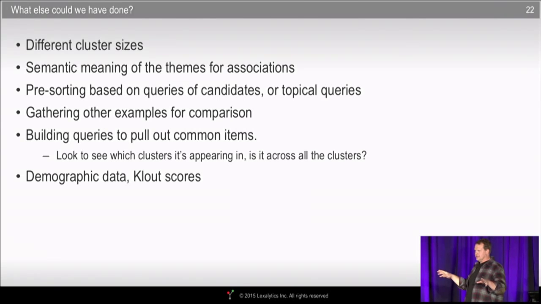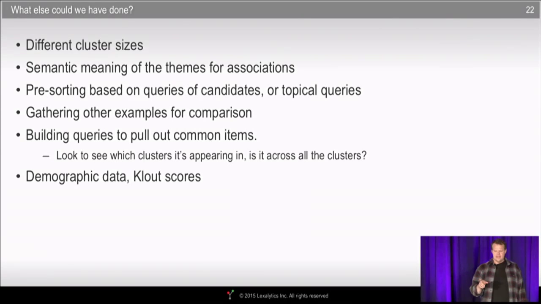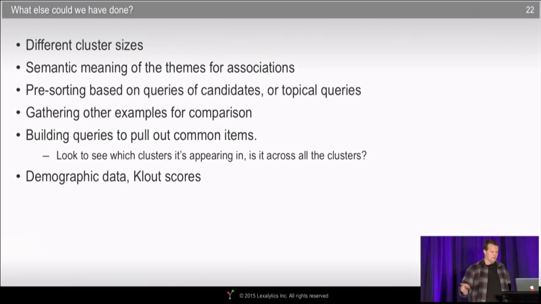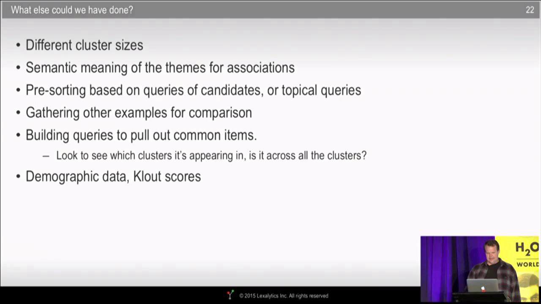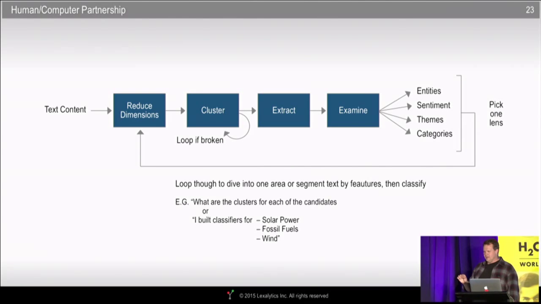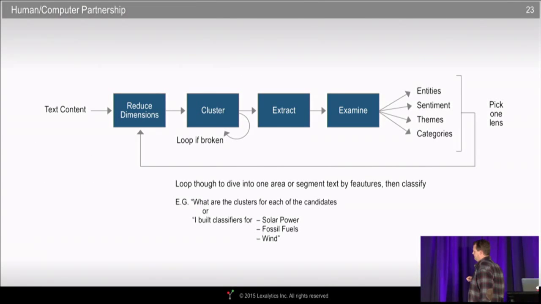We do have some semantic technology. There's other ways that we could do that: pre-sorting on queries or candidates or topical queries. And I'm going to talk about what that means in a second here. This is what I mean by human-computer partnership.